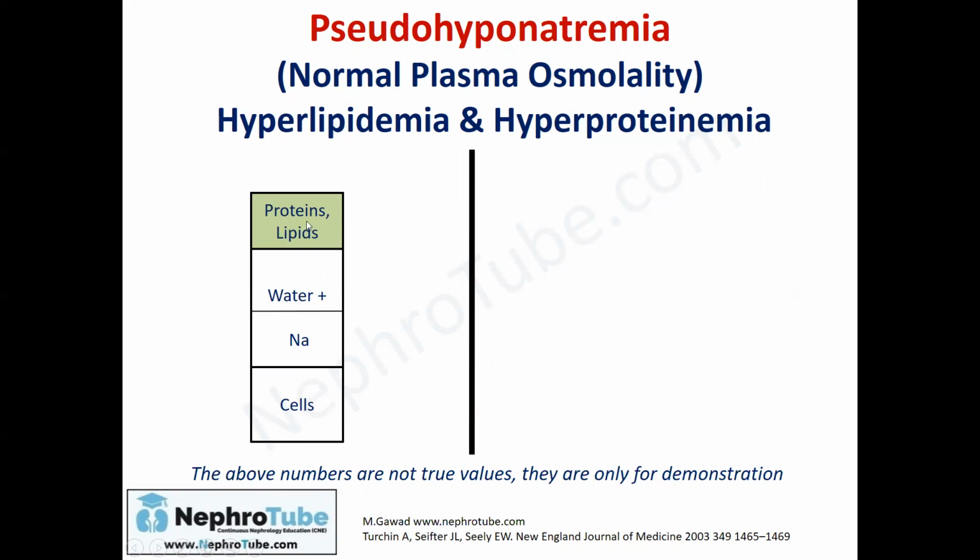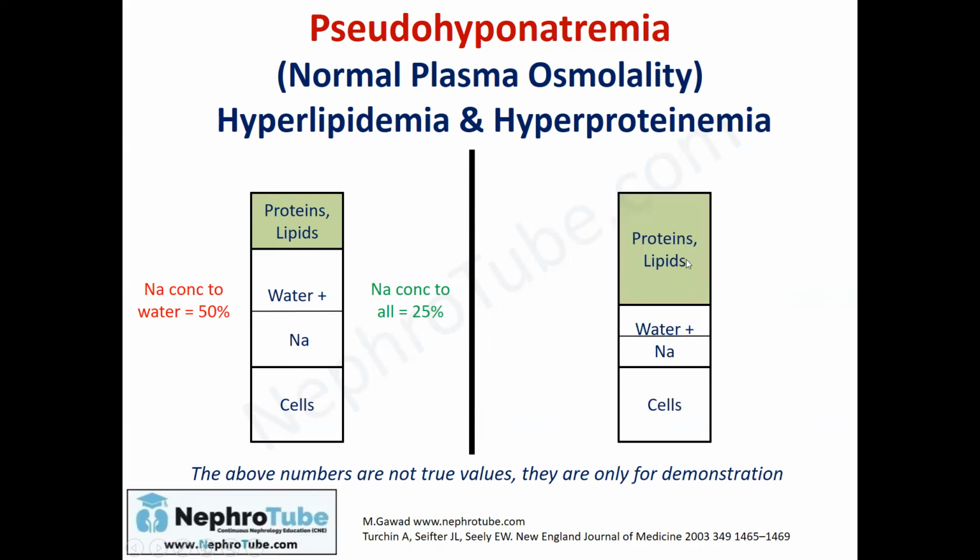Say this is a blood volume. In the sample, we have the cells at the bottom, proteins and lipids at the top, and this is the part which contains water plus sodium. In this compartment, sodium concentration is 50%. I'm using non-true values just to explain what I want to say. So here the concentration of sodium is 50%, but relative to all the blood volume it is 25%, and relative to the plasma volume it is about 30 to 35%.